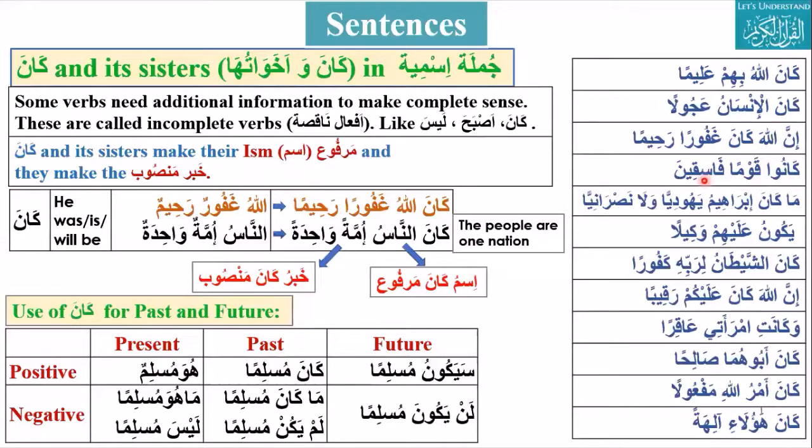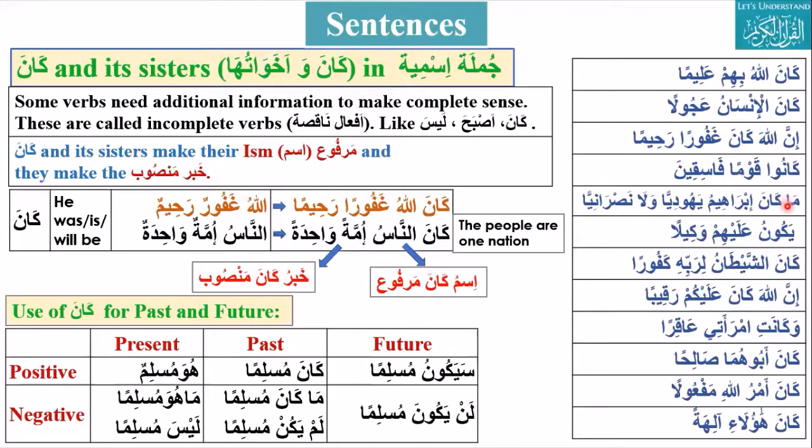Kanu qawman fasiqina. Hasan. Kanu, they were, qawman, nation, fasiqina, those who cross the limits. Fasiqin, those who cross the limits. They were a nation of those who crossed the limits. Yeah, they were people, the ones who cross the limits.